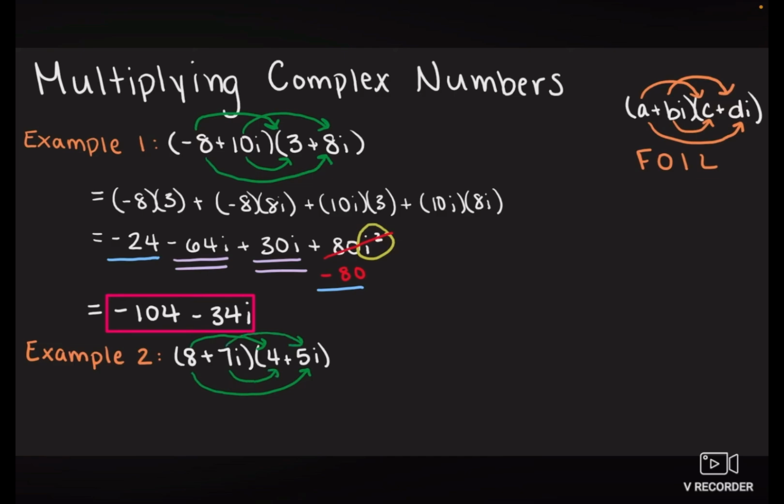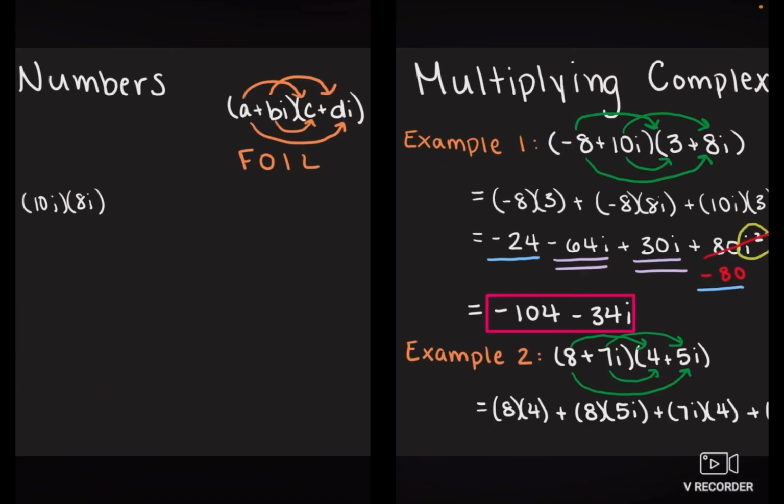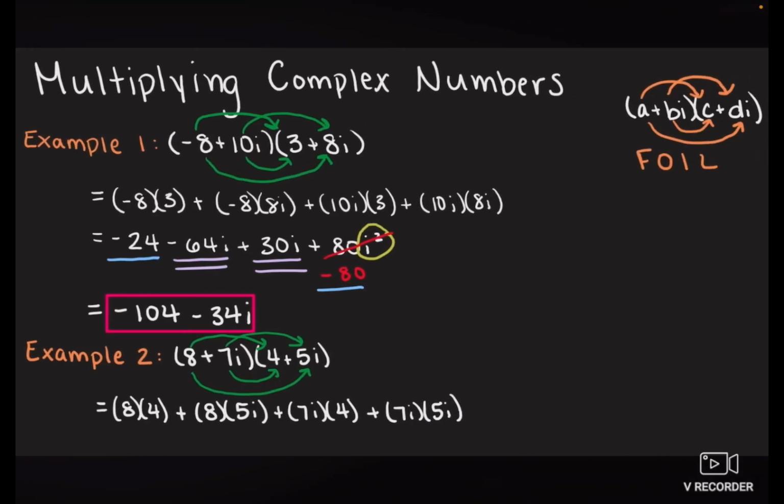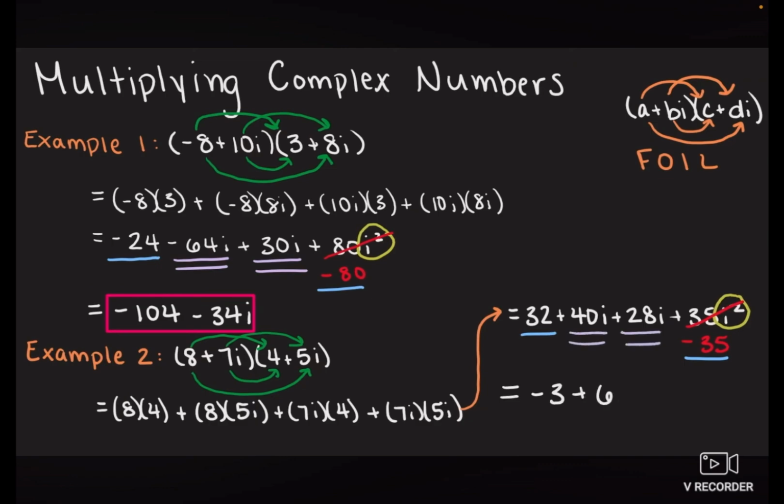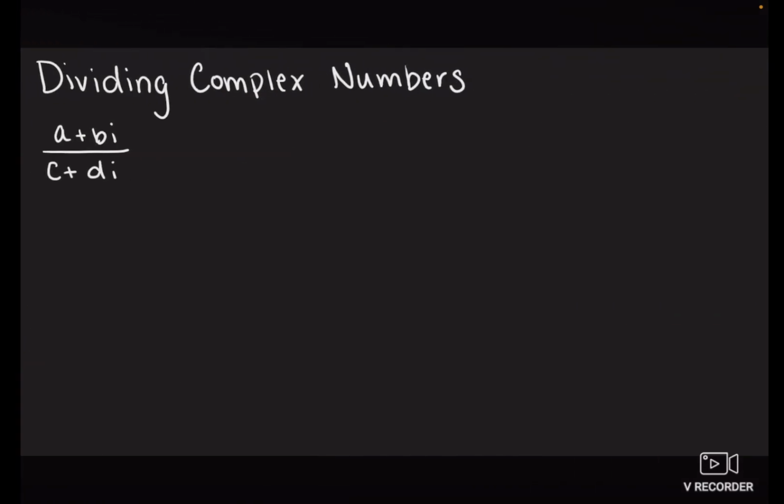Example number 2. 8 plus 7i times 4 plus 5i. Again use the FOIL method. 8 times 4 plus 8 times 5i plus 7i times 4 plus 7i times 5i gives us the answer 32 plus 40i plus 28i plus 35i square. i square is minus 1, hence 35 times minus 1 gives us minus 35. So the final answer is minus 3 plus 68i.